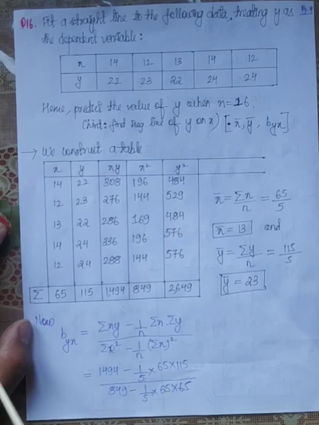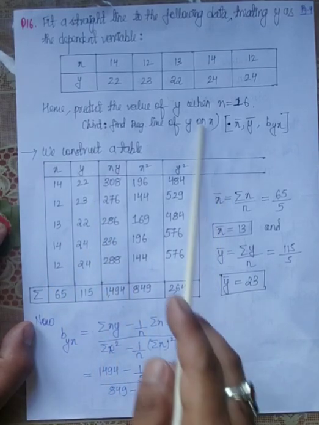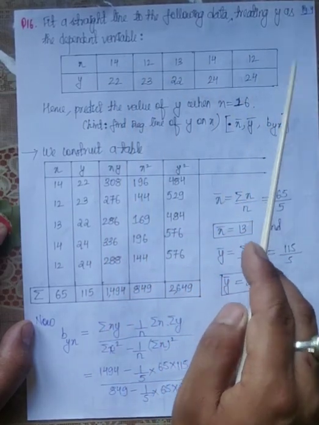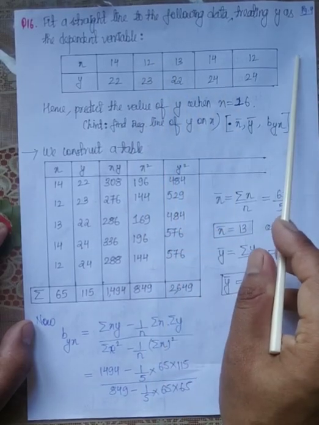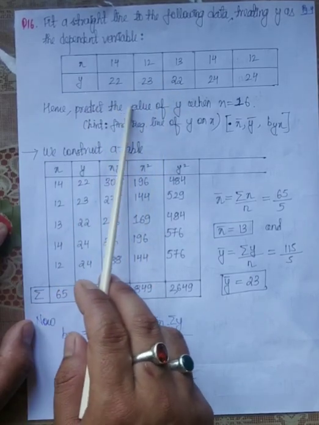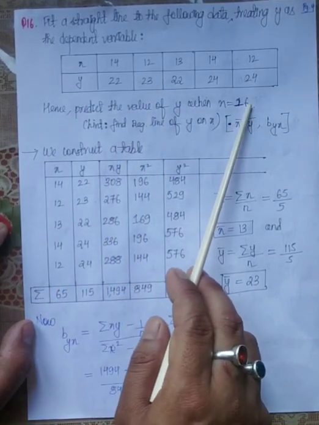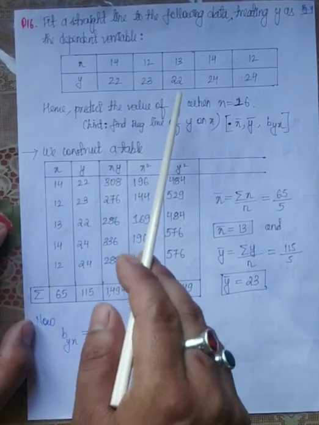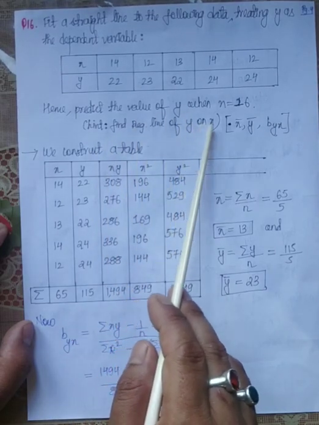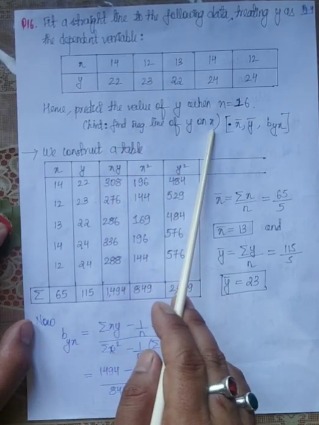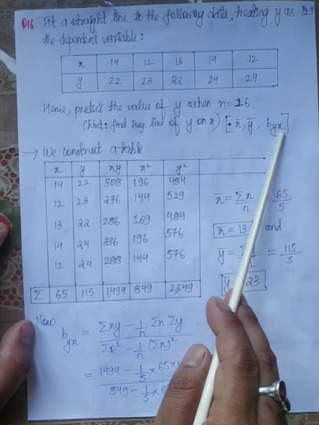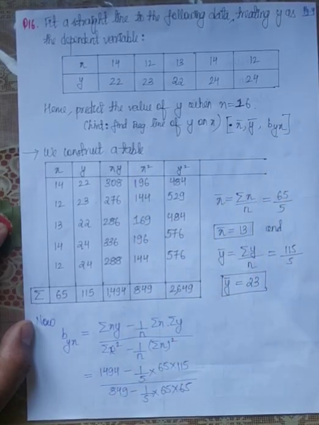We know that regression means prediction, isn't it? Regression means prediction. So when x is 16, what is the value for y? We need to find that. That is what the question is asking us. So predict the value for y means find the value for y when x is equal to 16. Means what? We need to find the regression line of y on x. Hint is regression line of y on x. And if I need to find the regression line of y on x, I need to find x bar, y bar, byx. If I have these three things, I will find the value for y.